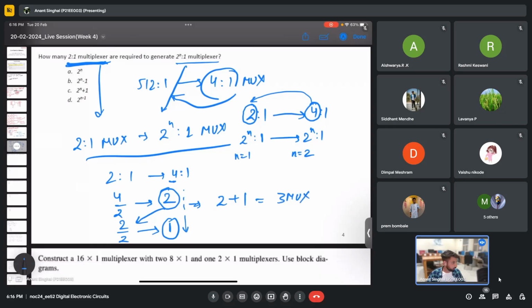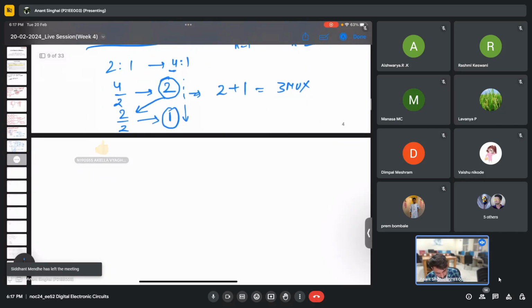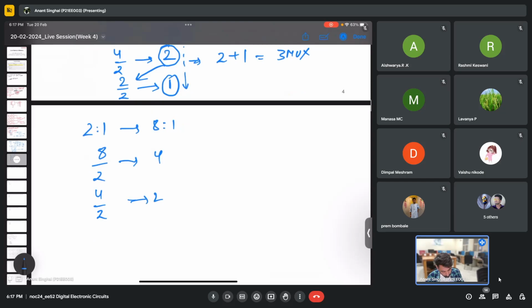Is there any doubt in this particular thing? Please ask if there is any doubt, or let me know. Okay, fine. If you don't have any doubt, let's say now I have 2 cross 1 and 8 cross 1 muxes. Similarly, I'll go ahead doing the same thing, and you will get 7 muxes out of here.